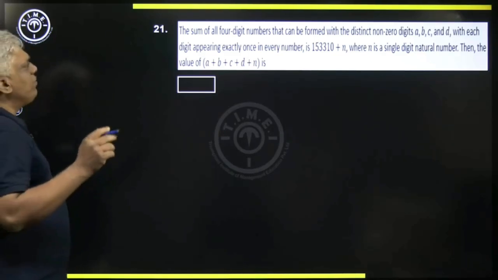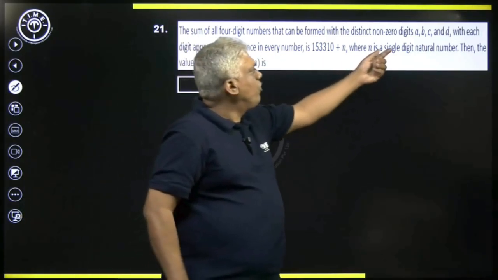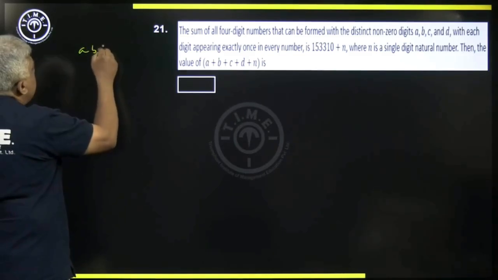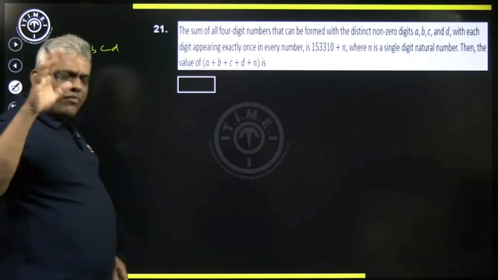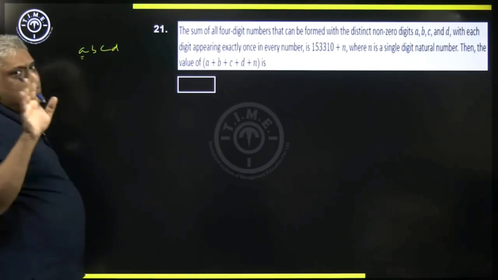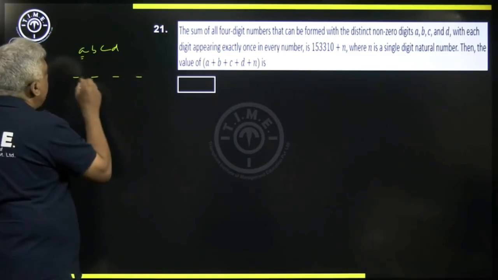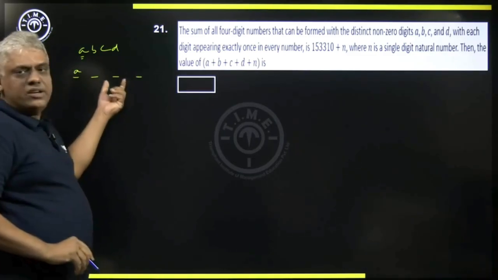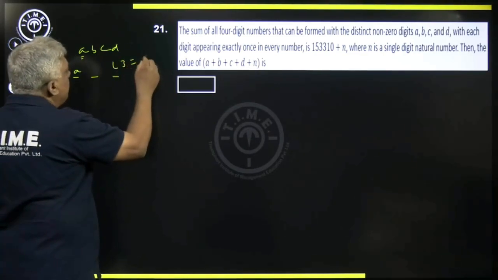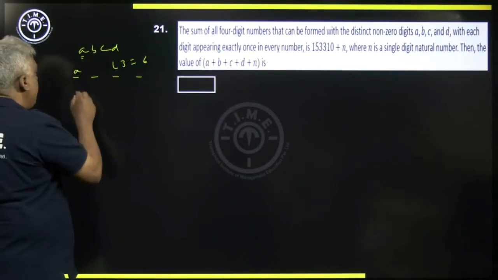Now you see, we are adding all the 4-digit numbers formed by A, B, C, D. In every number of this form, A will appear in the 1000 place how many times? If you fix A, the other 3 digits can be arranged in factorial 3, that is 6 times. So A will appear in the 1000 place 6 times, that will be A into 1000.